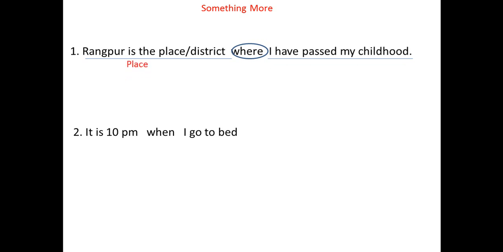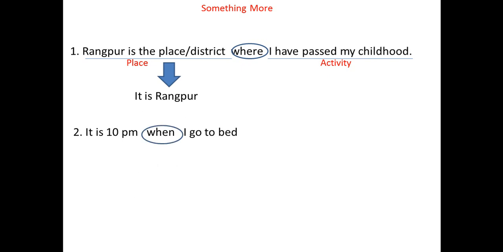The first part is about place, as the relative pronoun "where" is connected with place, and the second one is related with the activity that is connected with that very place. Okay, so the first part, that means the place-indicating sentence, may be written in a different shape. Here is the shape: it is Rangpur.